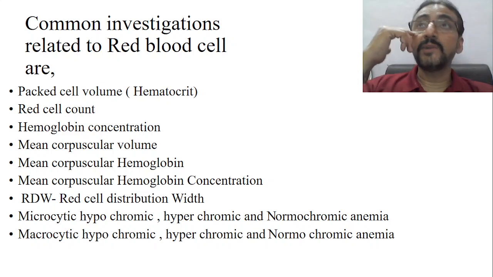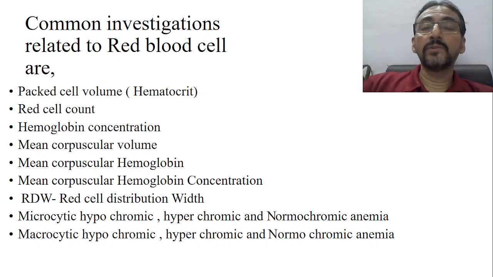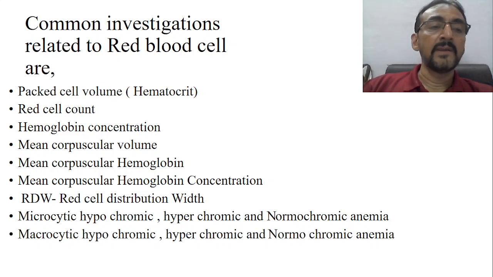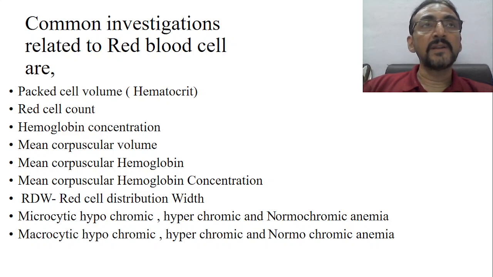And how will it help us? It will help us identify whether the existing anemia, if at all it is there, is microcytic hypochromic, hyperchromic, or normochromic. Microcytic hypochromic, microcytic hyperchromic, or microcytic normochromic. Similarly, whether it is macrocytic hypochromic, macrocytic hyperchromic, or macrocytic normochromic anemia. We will see that one by one.